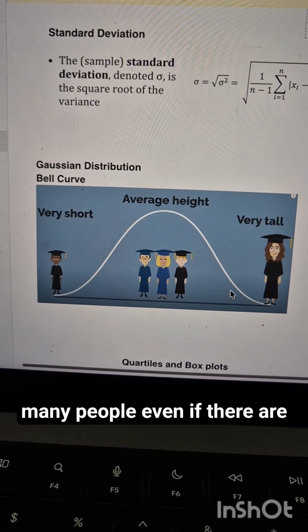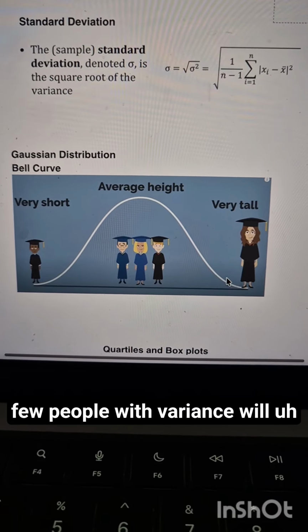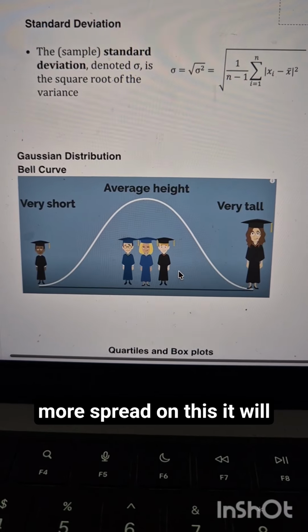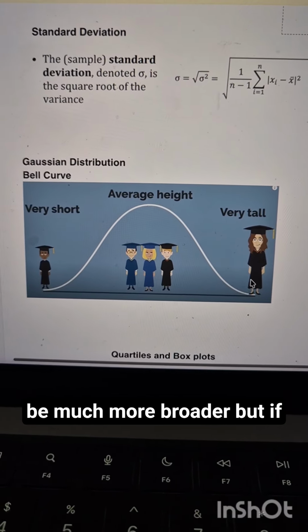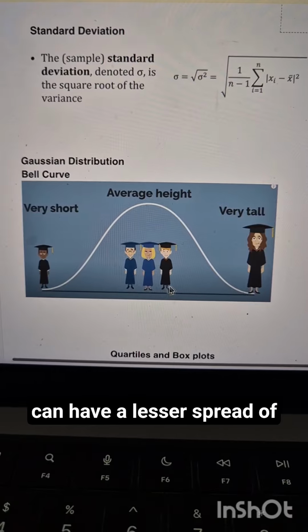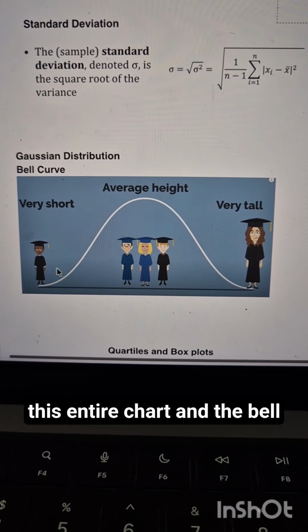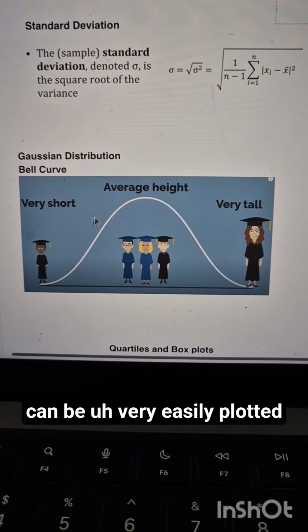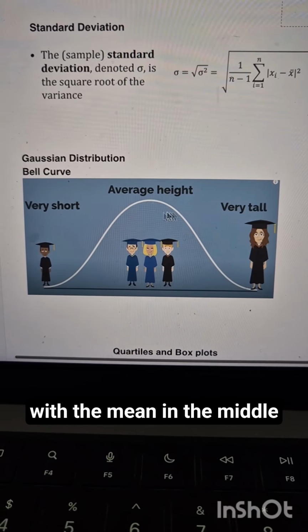even if there are only a few people, with variance there will be a lot more spread on this. It will be much broader. But if we take a standard deviation, we can have a lesser spread of this entire chart, and the bell can be very easily plotted with the mean in the middle.